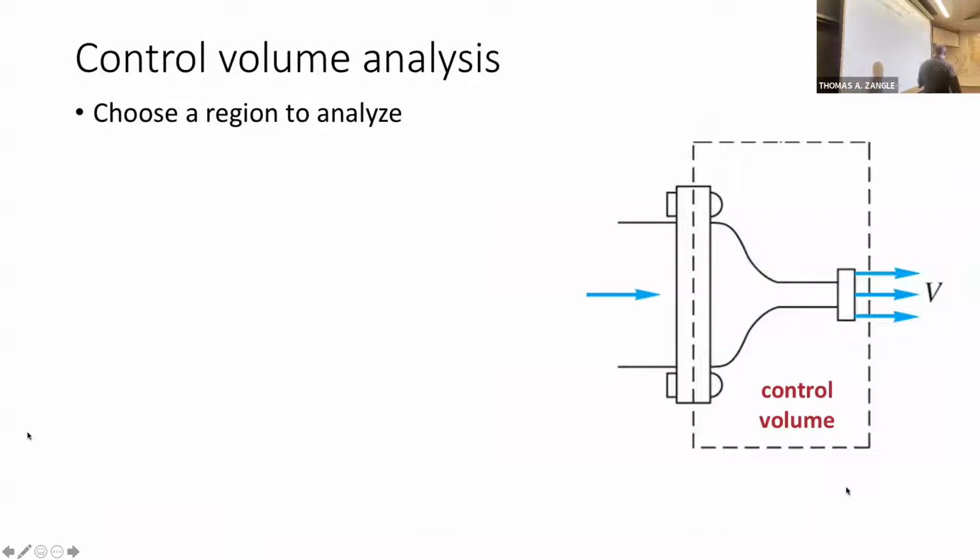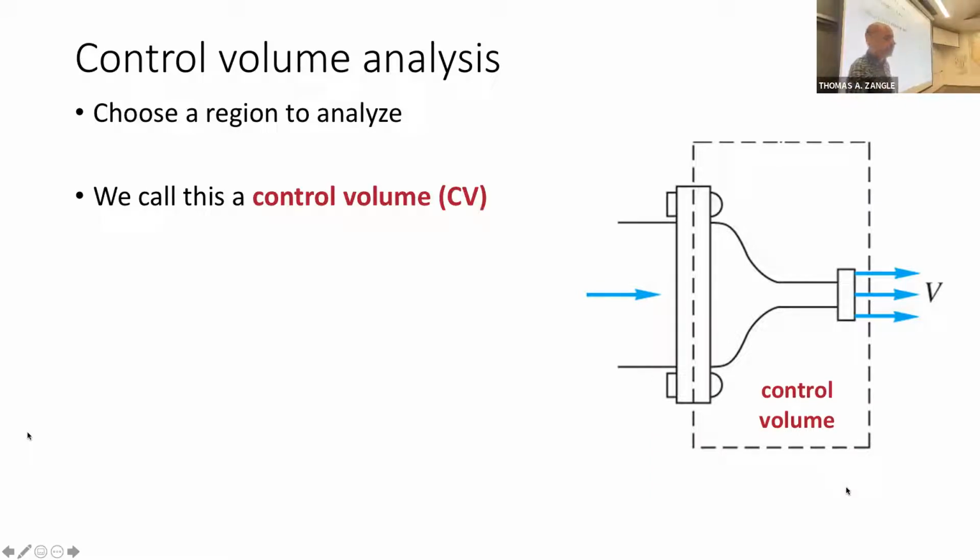Okay, so in order to get started in this chapter 3, we're going to be doing essentially control volume analysis, which is basically where we choose a region of space to analyze. We call that our CV, or control volume. So you'll see me abbreviate this as CV all over the place. It's the region of space that we're going to analyze.